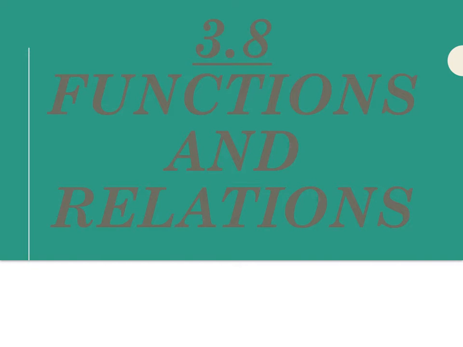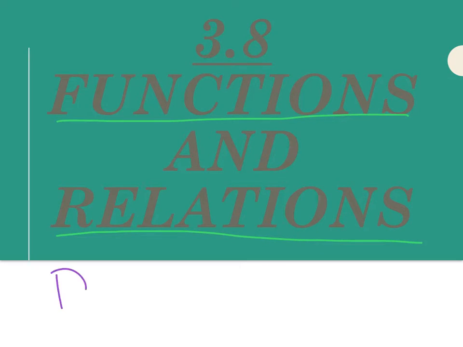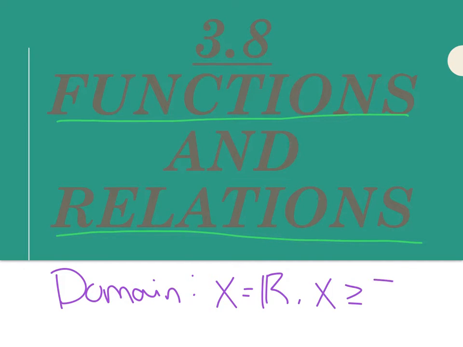So today we're talking about two big things in 3.8. We're talking about functions and relations. Within functions specifically, we're talking about domain today. And so that's like if you graph a function, what are all the values that x can be? X is going to be equal to all real numbers. X could be greater than or equal to 7.